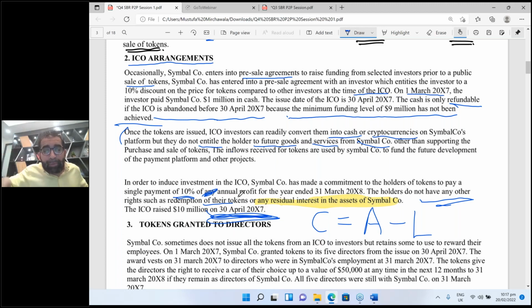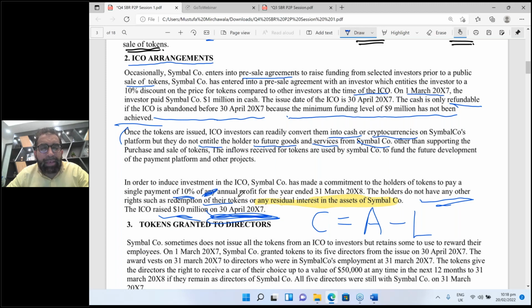Before the break, when I was telling you about that article, I was giving you a reference of an article. What is the difference between IPO and ICO? In IPO, when you issue shares, you give residual interest of the asset, you give equity rights, you give ownership interest. So when you give ownership interest, there is detailed investigation by SECP and all. But in ICO, there is no ownership interest and there is no redemption. So now it's like revenue, the 10 million. The ICO raised $10 million on 30th April X7.